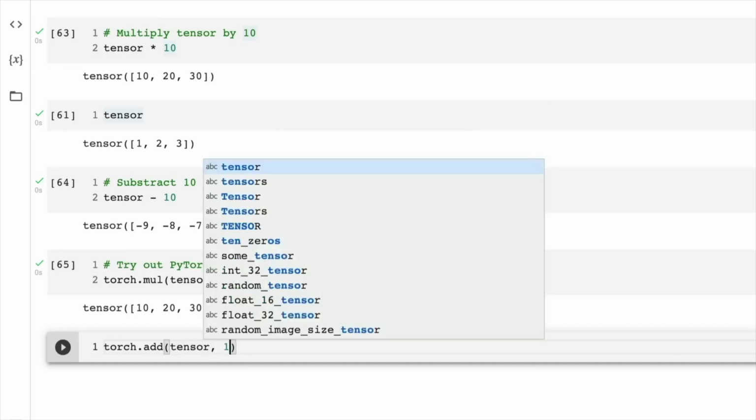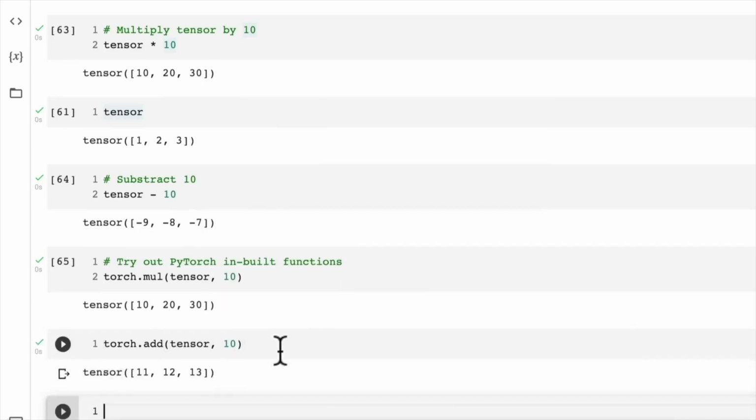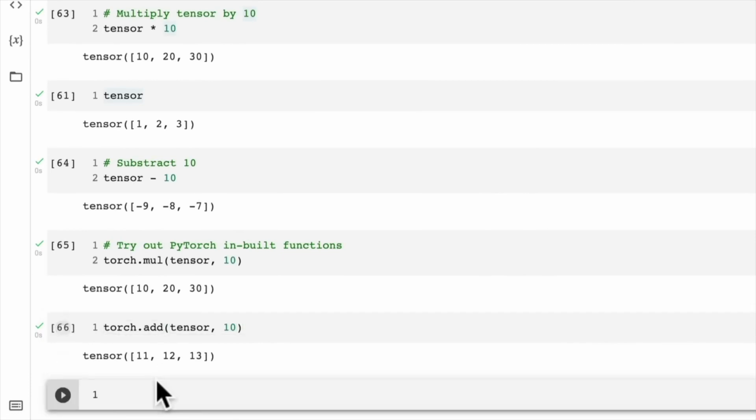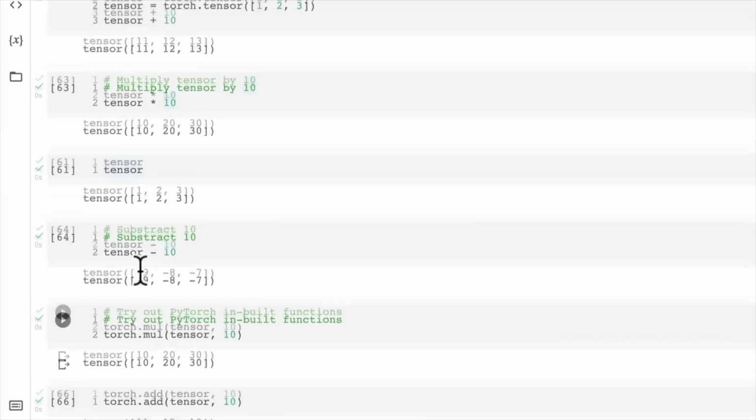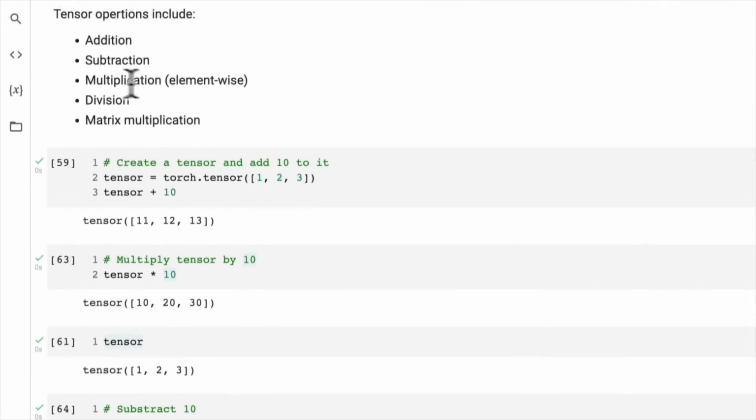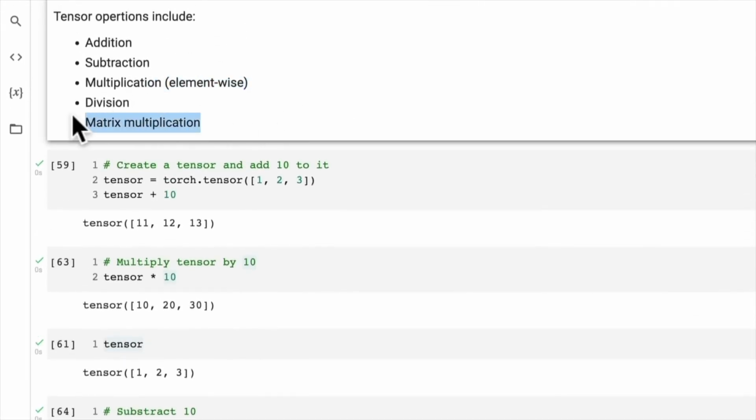Torch.add, is it torch.add? It might be torch.add, I'm not sure. Oh, there we go. Yeah, torch.add. So, as I alluded to before, there's two different types of multiplication that you'll hear about, element-wise and matrix multiplication.